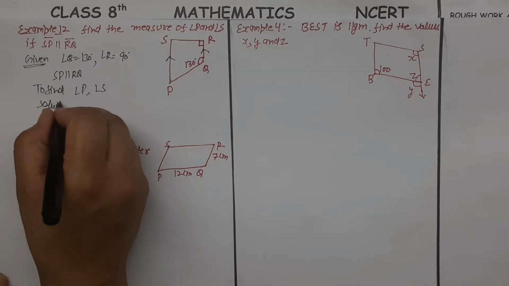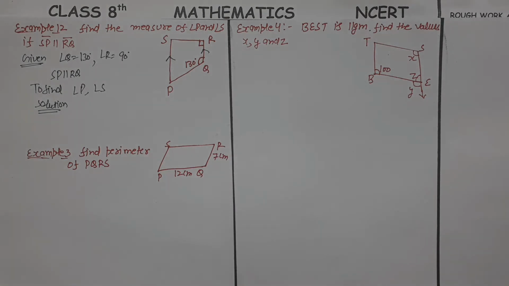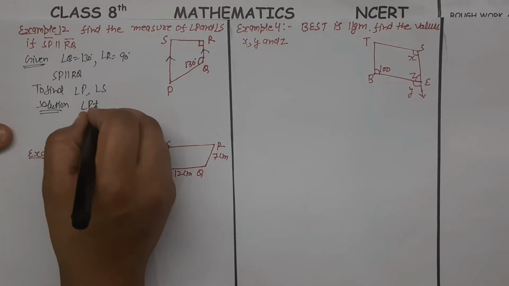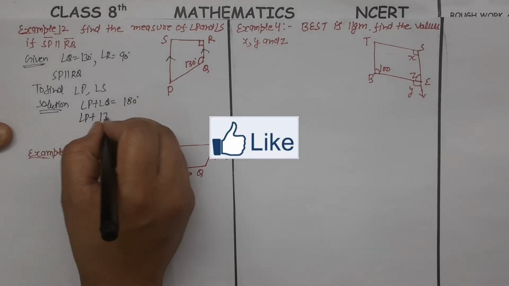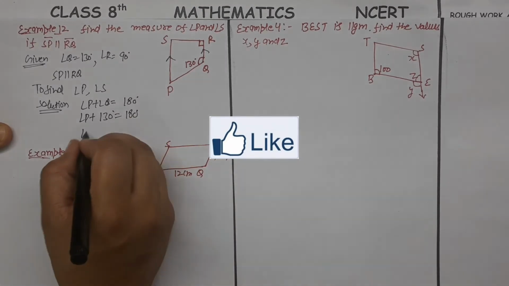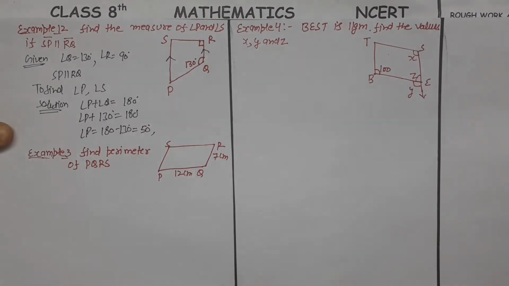Solution. These two lines are parallel to each other. That's why angle P plus angle Q is 180 degrees. Think, what is the reason why? Because co-interior angles. Angle P same, Q is 130. Then angle P is 50 degrees.